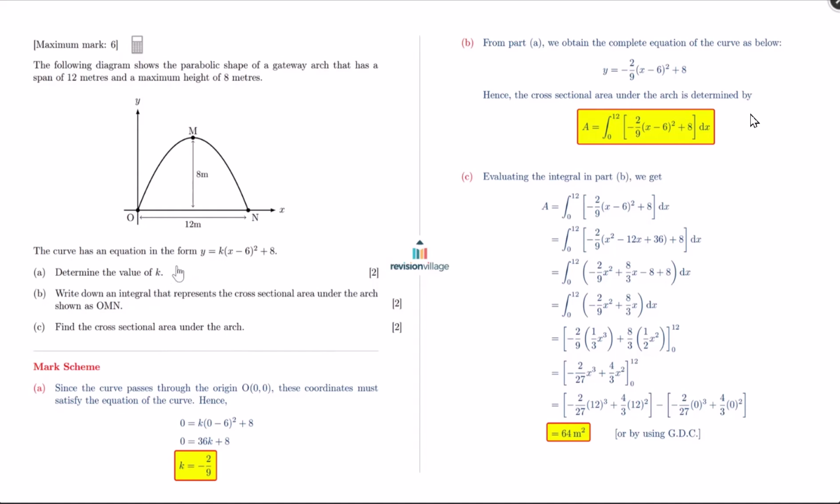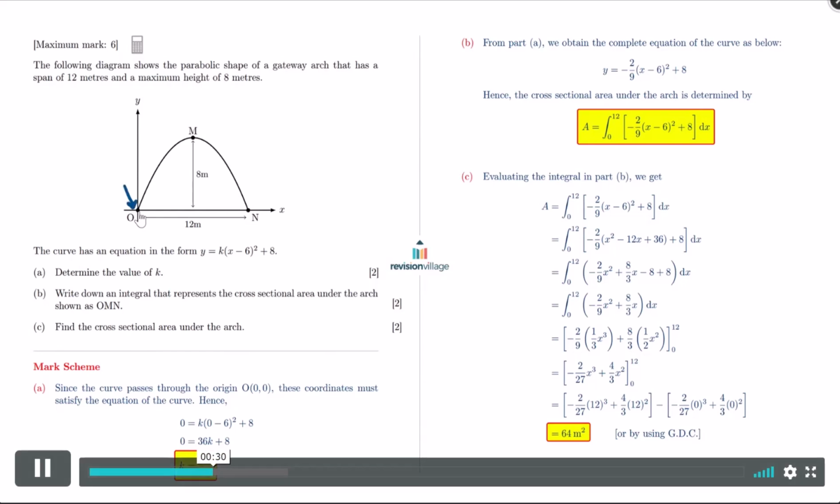Now we do know that this curve passes through a couple of points whose coordinates we know. For example, it passes through the origin, which is (0, 0). We also know that it passes through point N, which would have an x value of 12 and a y value of 0 because it's on the x-axis. We also know point M, the turning point. Because it's a parabola, it's symmetrical left and right of the axis of symmetry. If the total width is 12, half of that will be 6. So this coordinate has an x value of 6, and a total height of 8. So we know 3 coordinates that it passes through.